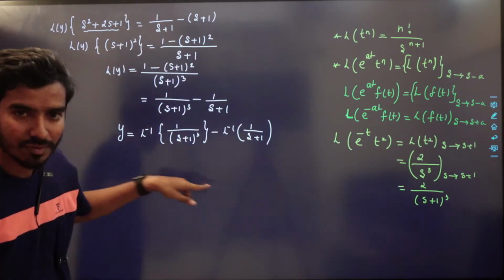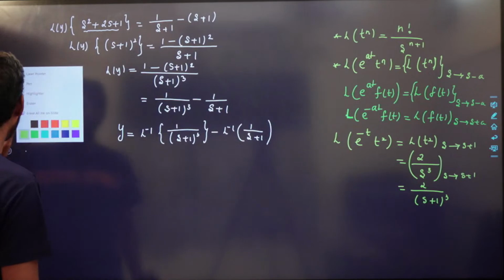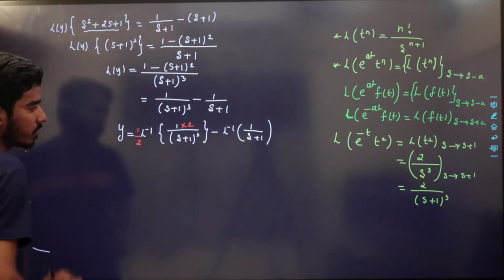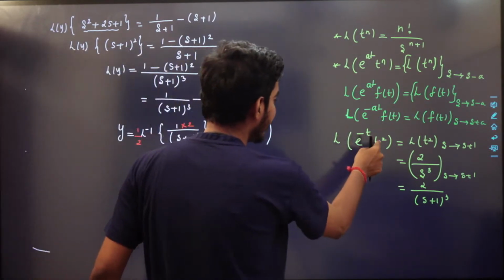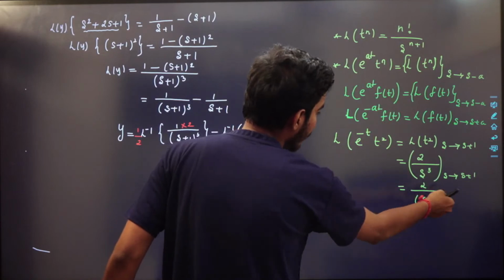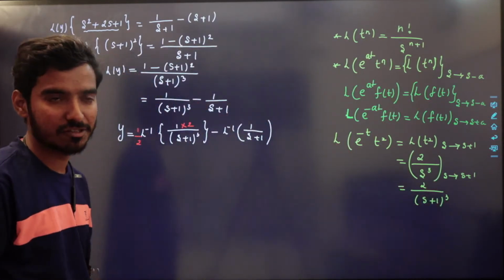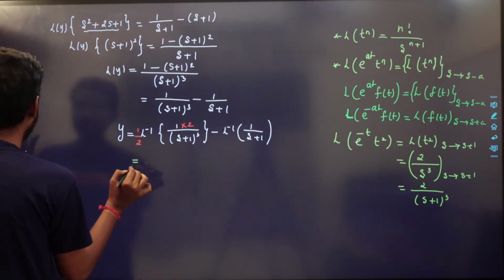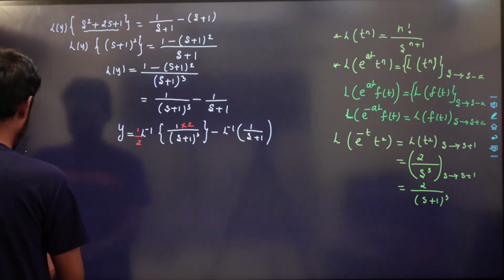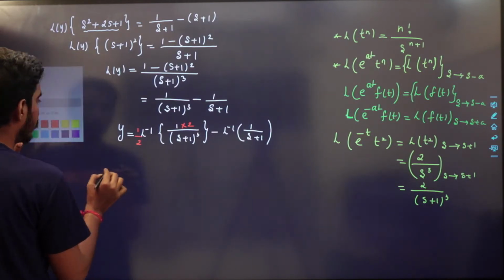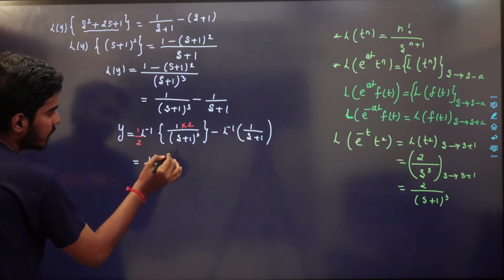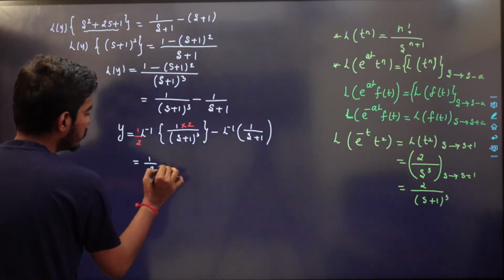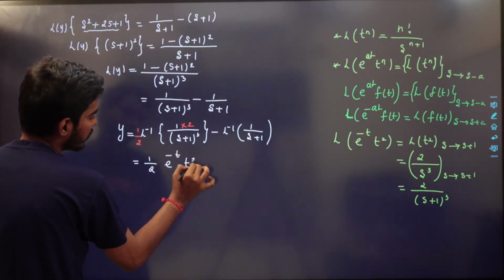You can see 2 is missing here. So what we will do is we'll multiply by 2 and divide by 2. So L inverse of 2 by s plus 1 whole cube is e power minus t square. That means this formula, this is nothing but, so we have 1 by 2. So L inverse of 2 by s plus 1 whole cube is e power minus t square.